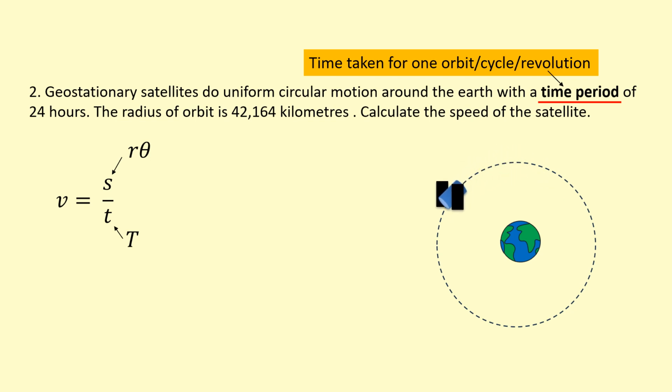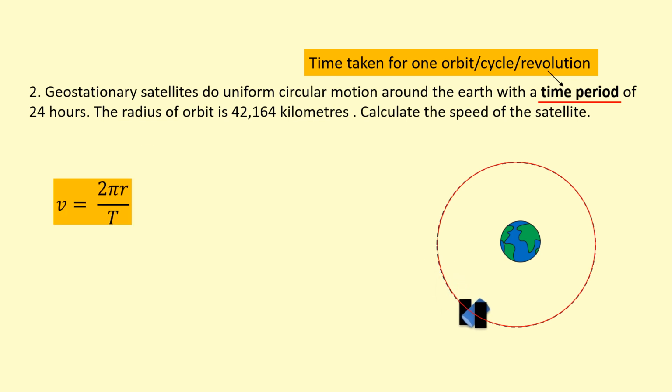So we know it's going to travel the circumference of this circle. The circumference is 2 pi r, so we can put that instead of r theta here. So we put 2 pi r here, we get this equation, a very important equation. The speed equals 2 pi r, which is circumference, divided by the time period, the time it takes to do that.